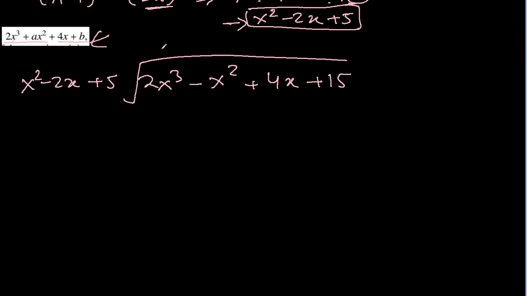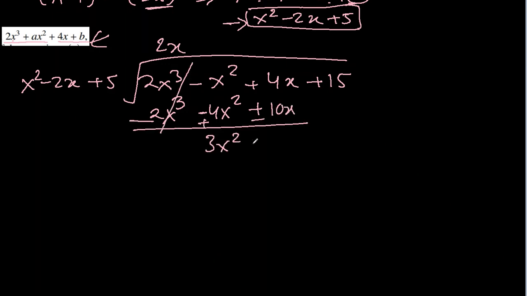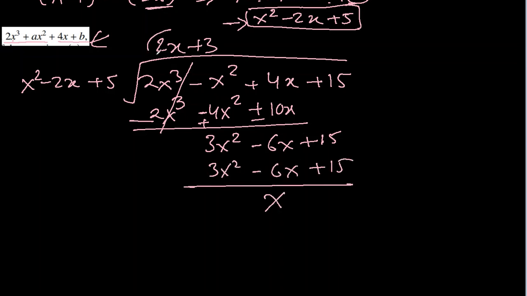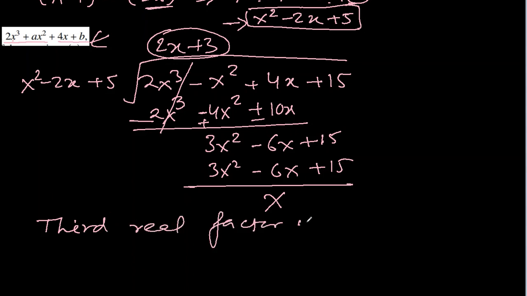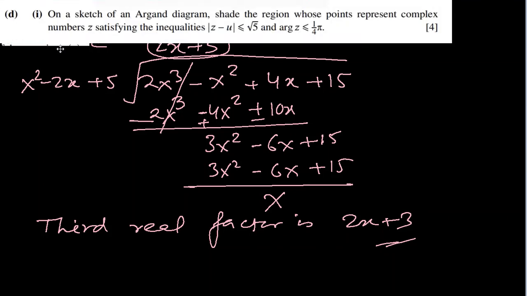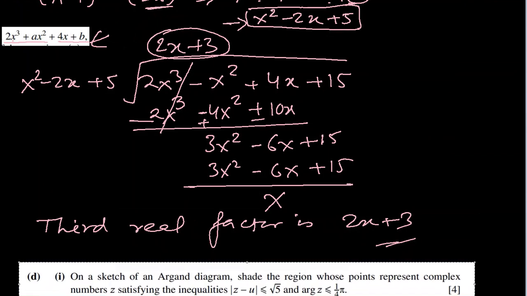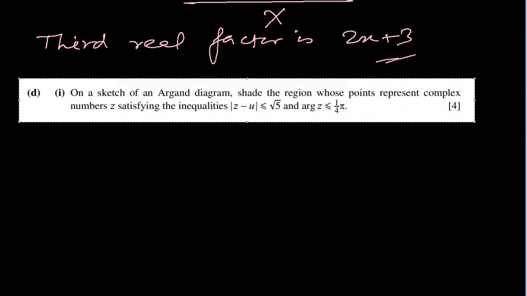Let me do it first. I hope you understand how to divide. Okay, so we got 2x plus 3 as the third real factor or root, which is 2x plus 3. Okay, let's move on to the next part, which is about an Argand diagram.